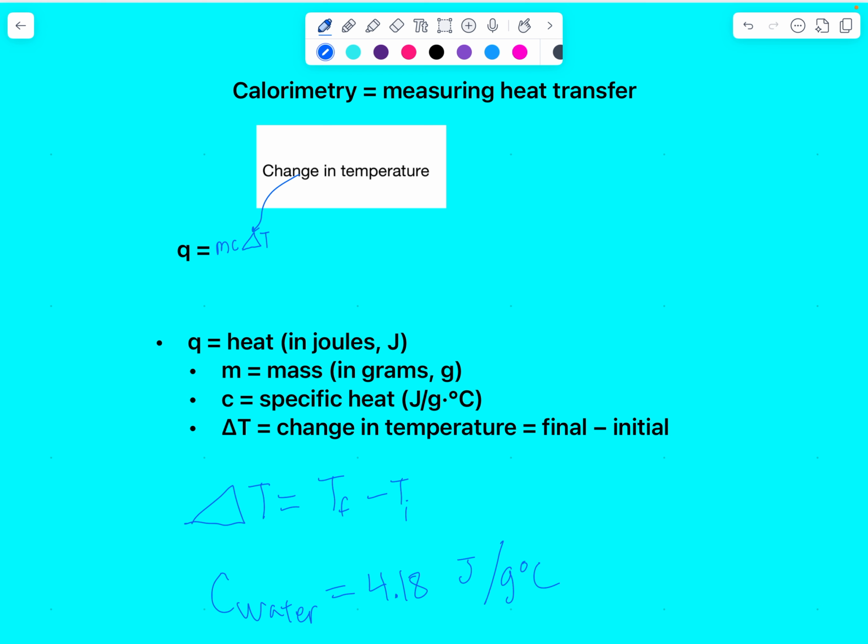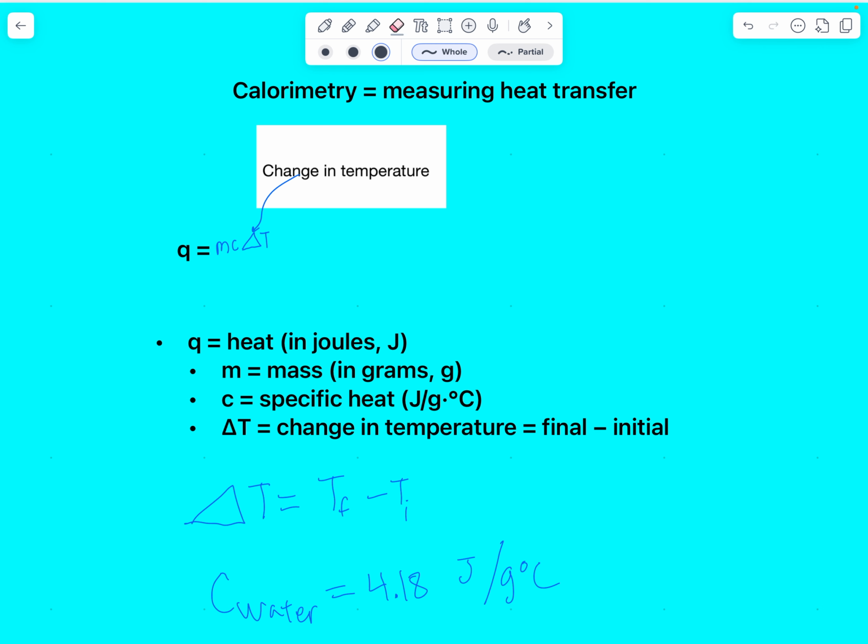So let's get started. First of all, calorimetry is measuring heat transfer. You'll do this in lab. Calorimetry is about heat moving from a hotter object to a colder object. Heat doesn't disappear, it's transferred. That's why this lab is really about energy conservation.